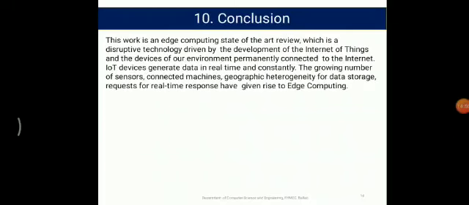And the last one is the conclusion. The growing number of sensors, connected machines, geographic heterogeneity for the data store, and requests for real-time response have led to the rise of edge computing. The heterogeneity means edge nodes can be deployed in a wide variety of environments. Here, edge computing was established to provide low latency and data security, which plays a very important role in speeding up the business.